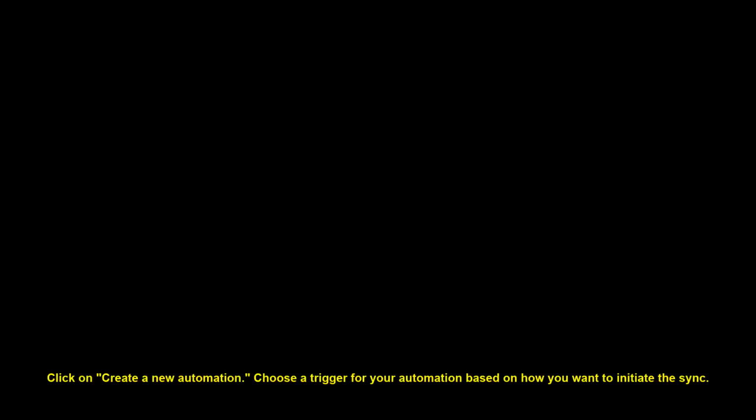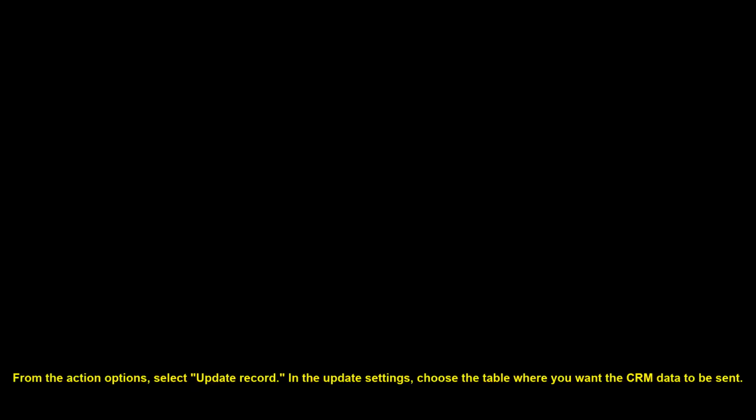Choose a trigger for your automation based on how you want to initiate the sync. For example, select when a record is created to sync new entries. Next, choose the Add Action button. From the action options, select Update Record.